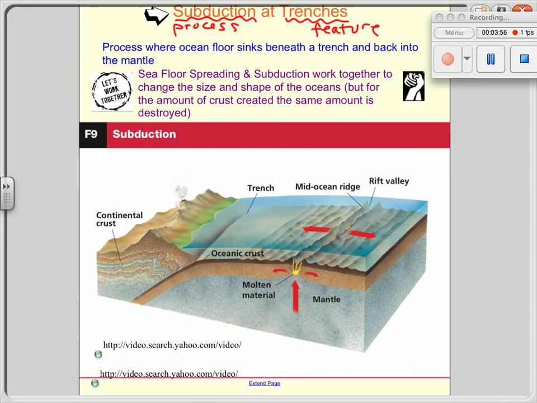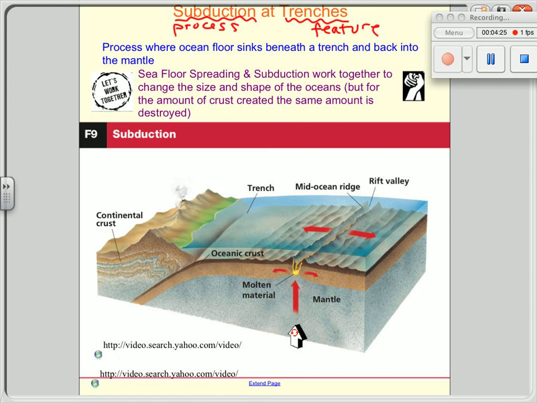So subduction is a process where ocean floor sinks beneath a trench and back into the mantle. And again, I have this little stamp here that says, let's work together, because it's important to know that seafloor spreading and subduction work together to change the size and the shapes of the oceans. But so for the amount of crust that's created, the same amount has to be destroyed or recycled somewhere else.